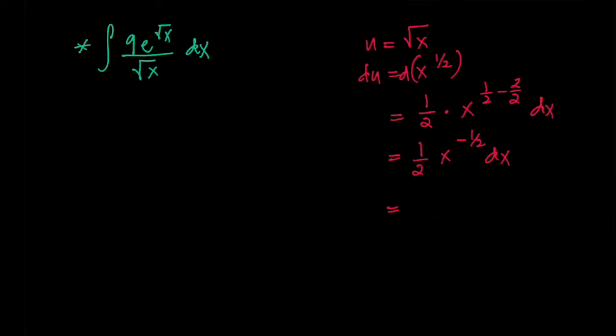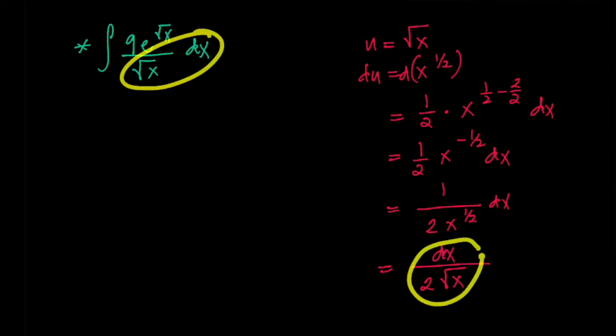Yung negative 1/2, pwede natin ibaba para maging positive exponent. So, 1/2 x raised to 1/2 dx. And yung raised to 1/2 is just the same as square root of x. So, lagyan natin dito yung dx all over 2 times the square root of x. And in this case, we can verify, alam na natin kaagad dito na possible na itong gamitin. Because matatanggal yung square root of x, and etong x dx is eto na.